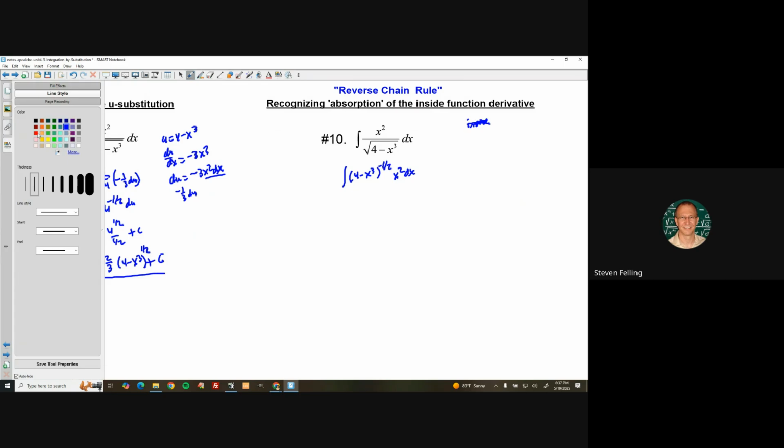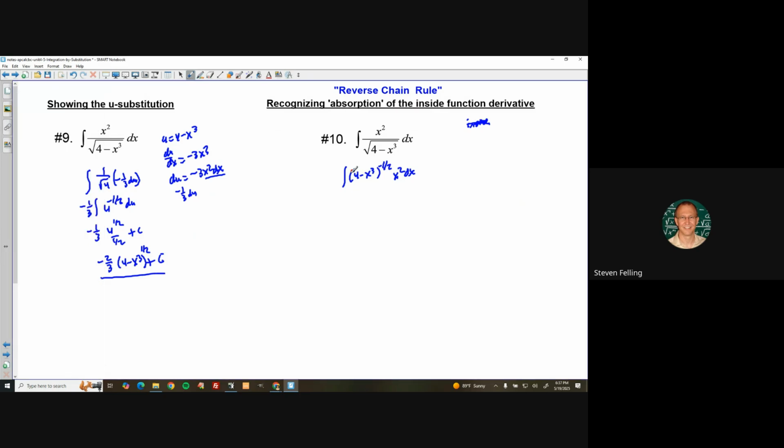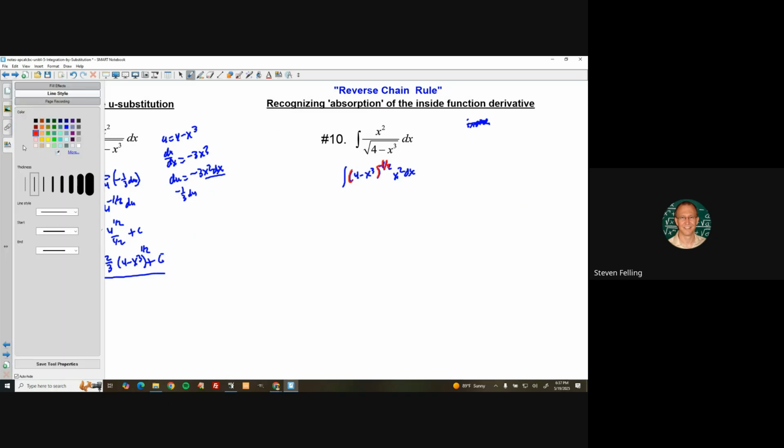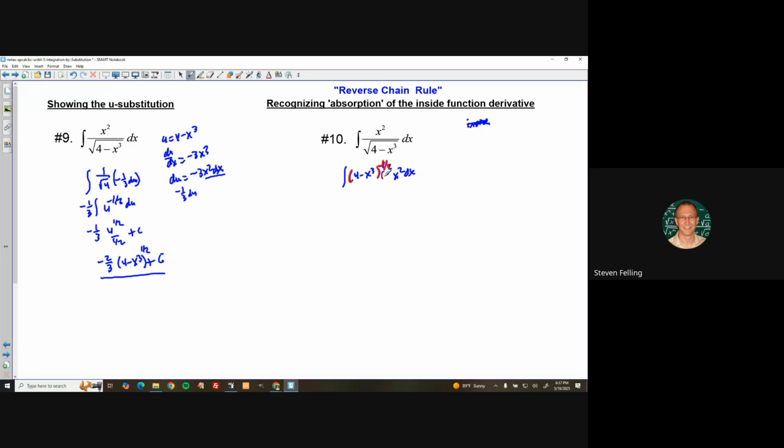Now, what is the derivative of this inside function? Let's just note that. The outside function is this, right? That's what we're going to end up taking the antiderivative of. The inside function is this 4 minus x cubed. So what is the derivative of 4 minus x cubed? That's negative 3x squared. There's the x squared part. But for this to be absorbed, I have to have negative 3x squared. So I'm going to have a negative 3 in here. But if I decide to put a negative 3 in here, I have to balance it by, if I'm multiplying by a negative 3, I have to divide by a negative 3 as well. I'm just going to put that outside.